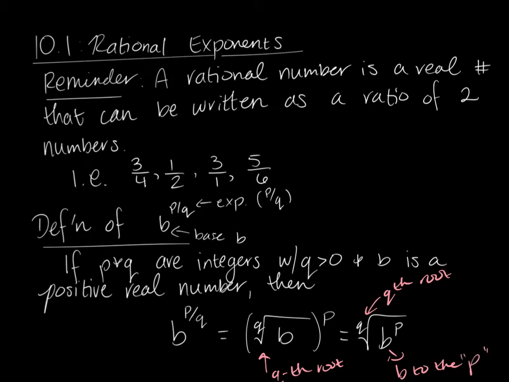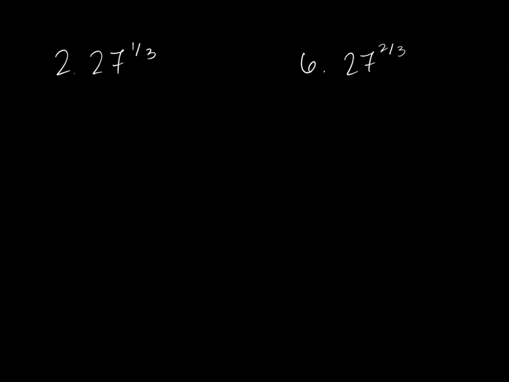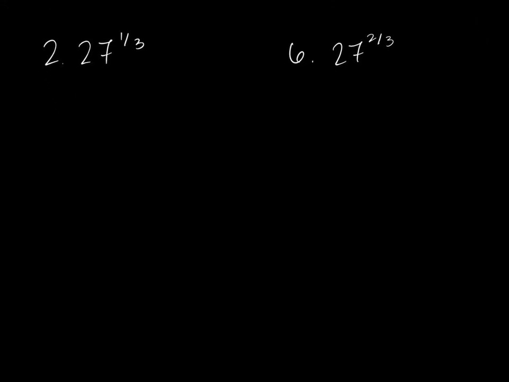Okay, so the order in which you take the root or the power of your base is not specific. It's usually dependent on what you think would be the best mode for simplifying the exponential expression. So let's look at some examples. Let's start off by looking at number 2. Okay, we want to simplify 27 to the 1/3.